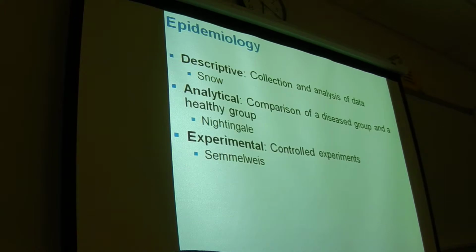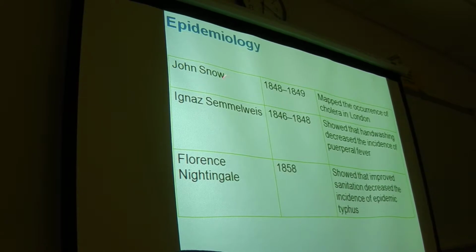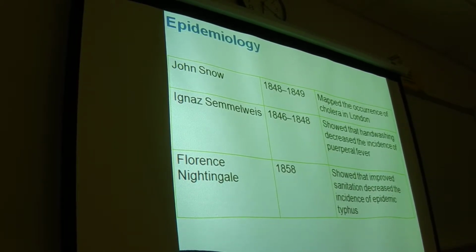Okay? Semmelweis was the final kind, which is experimental epidemiology, which is actually putting yourself in the experiment and setting up a control and experimental group and seeing what happens. So Semmelweis actually took people and said, I want you guys to wash your hands every day. I want you guys to never wash your hands.